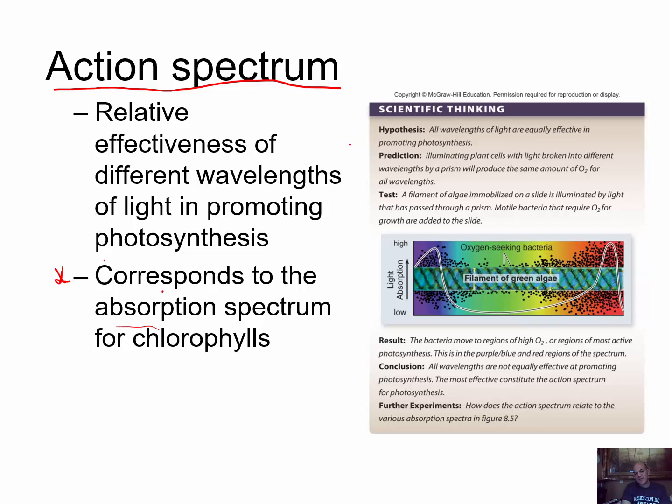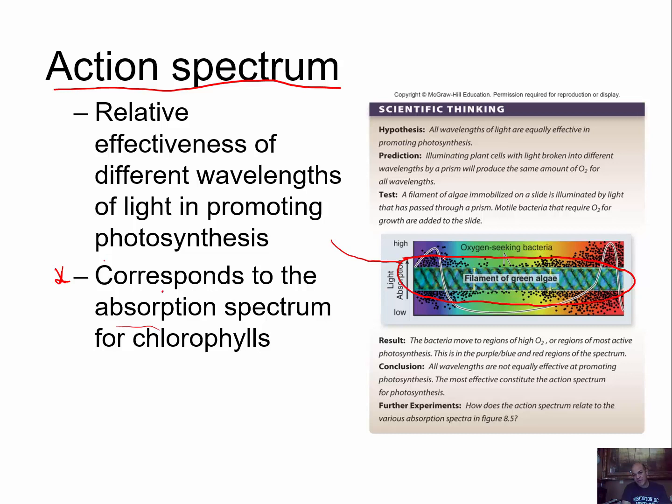And a really simple experiment can be done where, if you look on the right here, you see there is an organism that we've seen in the lab before. This is a green algae called Spirogyra, and it does photosynthesis just like green plants do. And then you have some aerobic bacteria there that require oxygen.